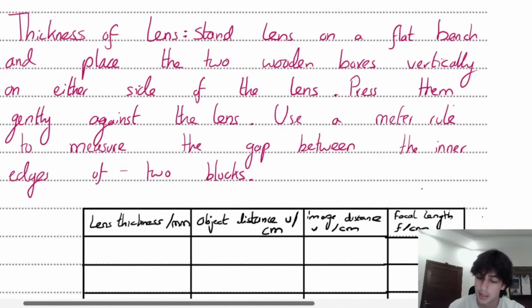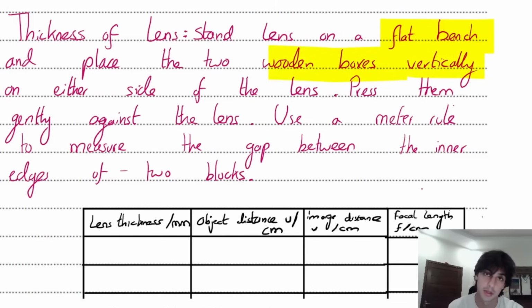We stand a lens on a flat bench and place the two wooden boxes vertically, not horizontally, because again, we got to make sure that everything is perfect over here. We're going to press them gently. Now, obviously, if you press them hard enough, it's going to break. Use a meter rule to measure the gap between the inner edges of two blocks.